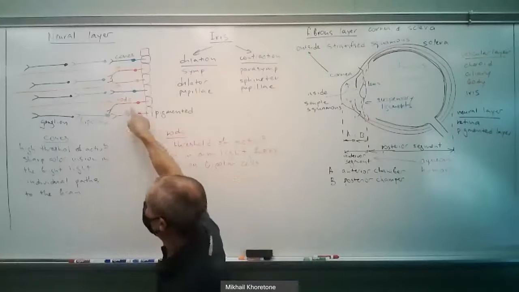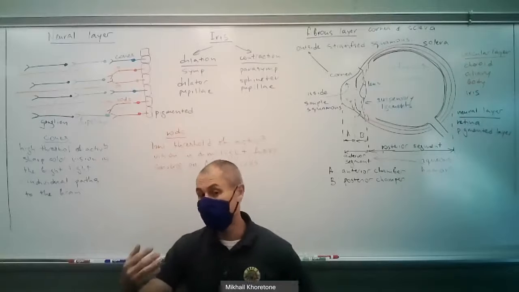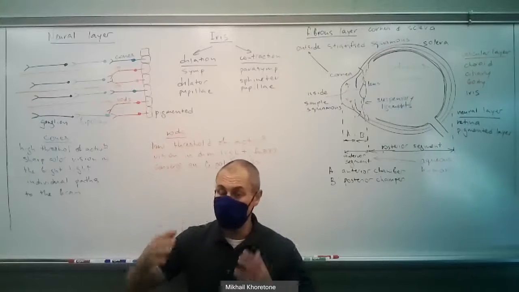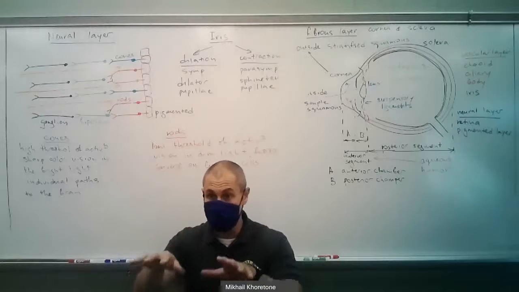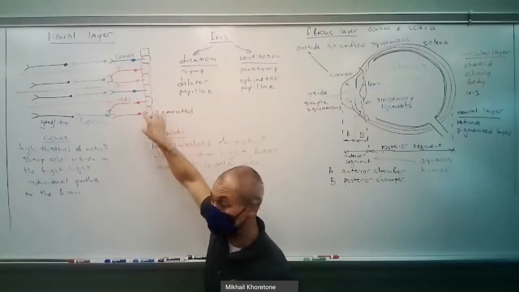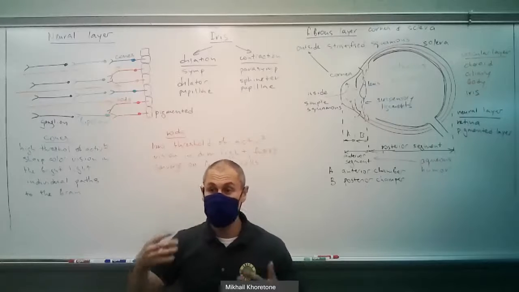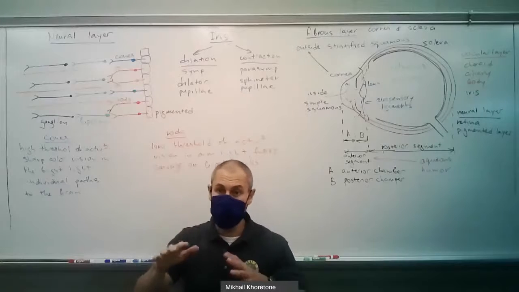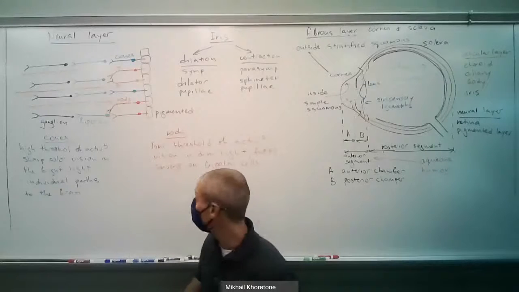Convergence of multiple rods on the same bipolar cell gives an advantage of amplifying the signal so you can see in the dim light, in the darkness. But since it's like 200 signals going to one bipolar cell, that creates a picture that is much lower in terms of resolution. Am I clear? Resolution, in this case.